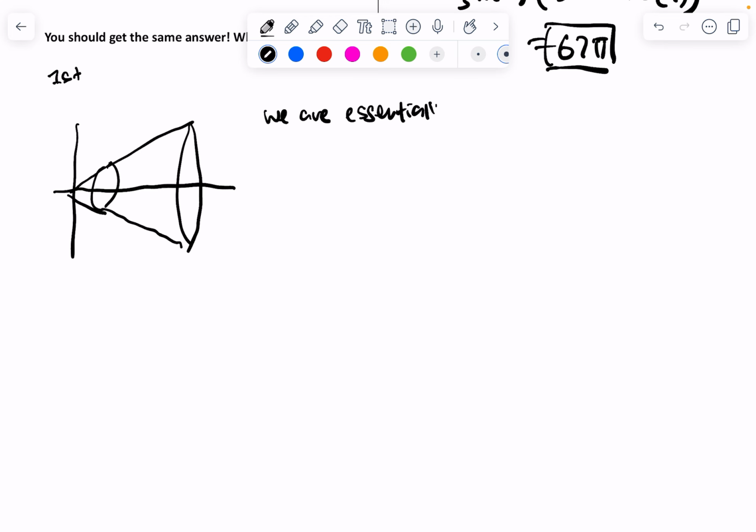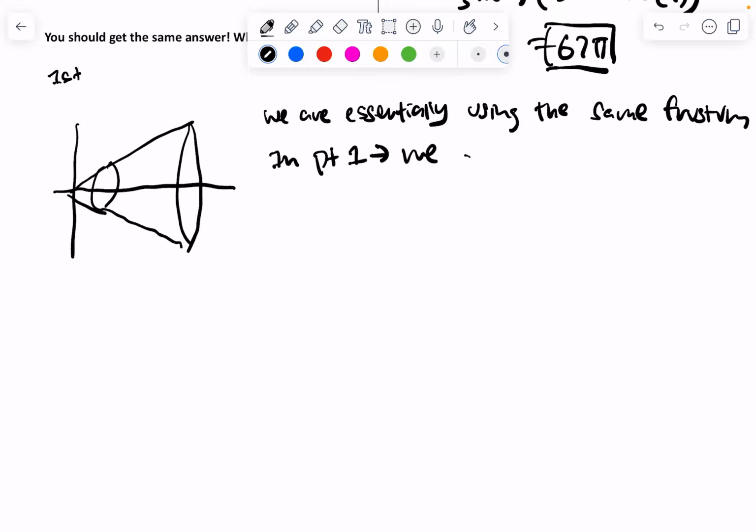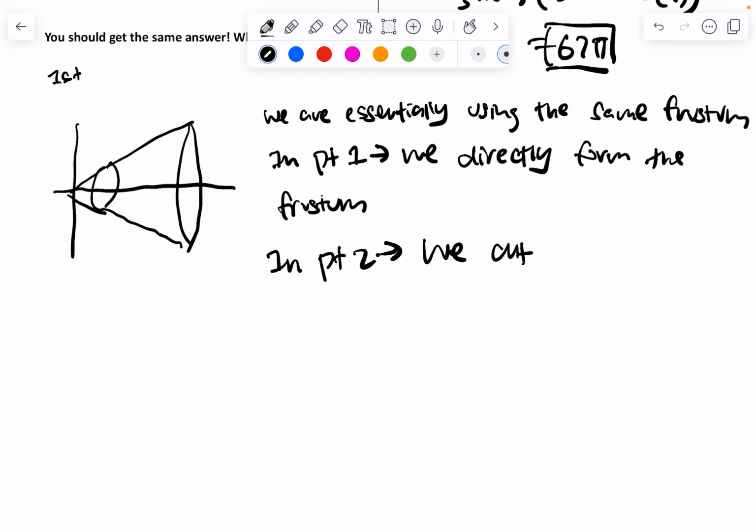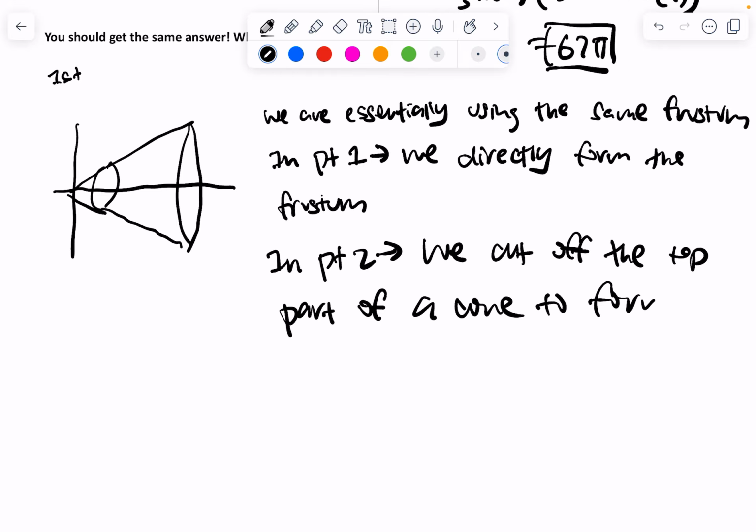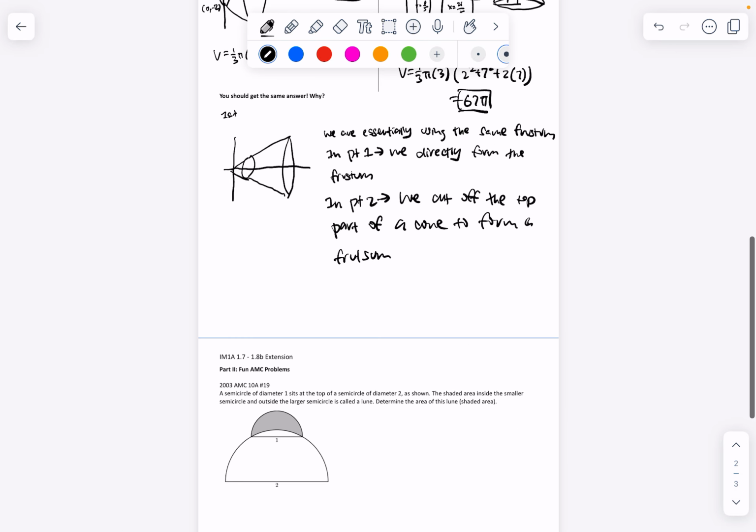So, to summarize, we are essentially using the same frustum. In part 1, we directly form the frustum. In part 2, we cut off the top part of a cone to form a frustum. Right, does that make sense?